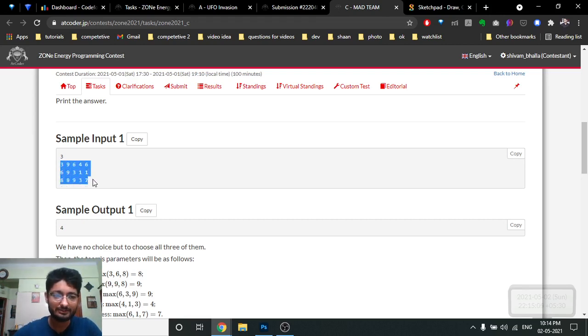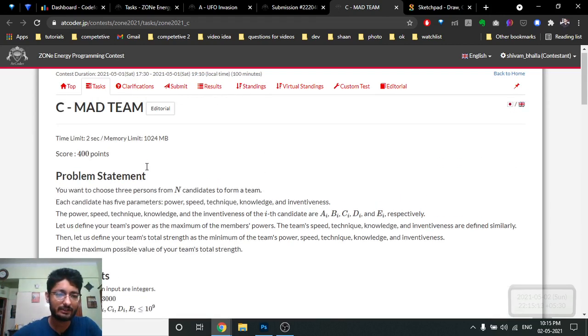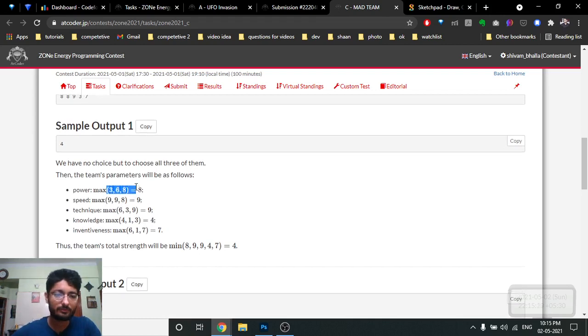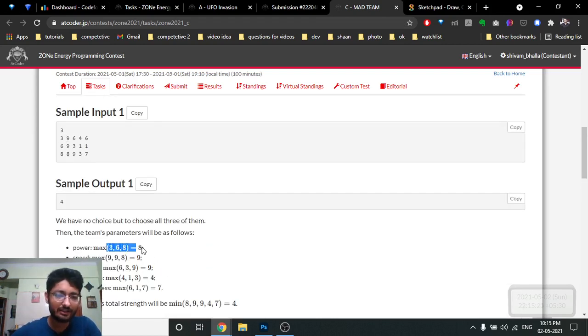But say if you take any 3 members from the n persons, then this is the speed for every participant. This is the power, the speed, and so on. So this is the power for every candidate, speed for every candidate. You want to find the maximum of them. If you choose these 3 candidates, then the maximum power is 8, the maximum speed is this, and so on for everything. Then you want to find the minimum of them, which is 4.